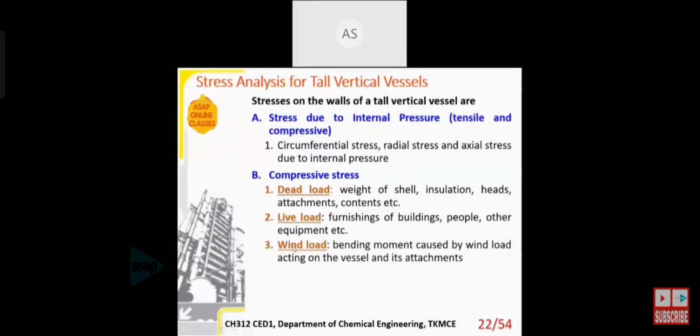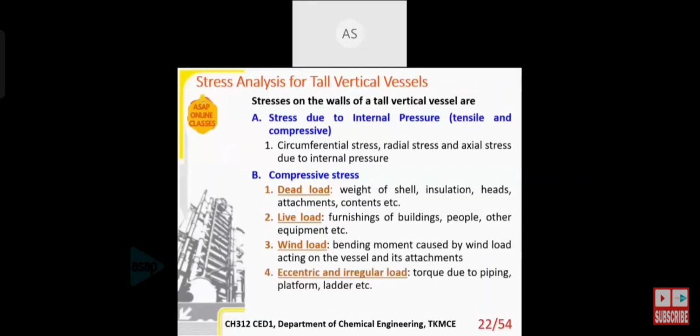Then we have the wind load. Wind load causes a bending moment, or you can call it a cantilever effect. A cantilever is a rod which is fixed at one end, and the other end is free to deflect. If you deflect one of the ends, it can move in either direction. The same is true of a very tall vessel. It is fixed at the bottom, and the top end is free to move, so it is equivalent to a cantilever beam. When wind is blowing, it can sway the tall vessel in the direction of the wind. That is called wind load.